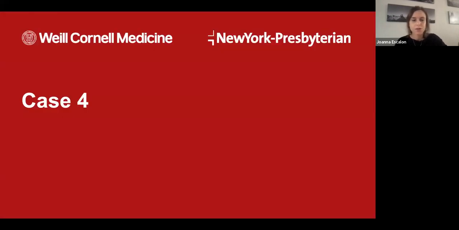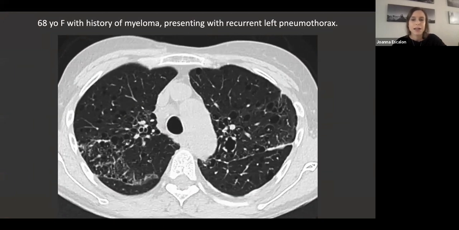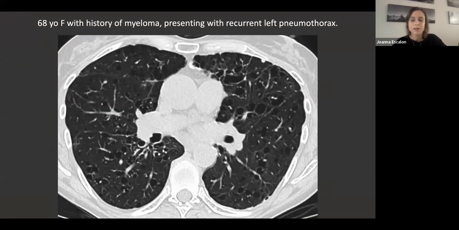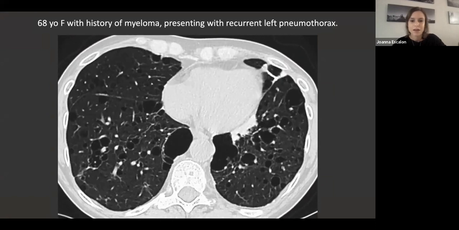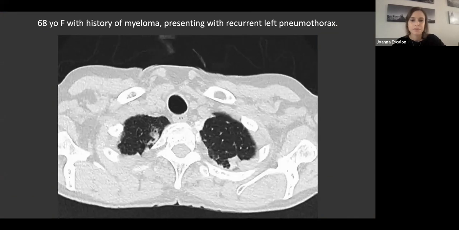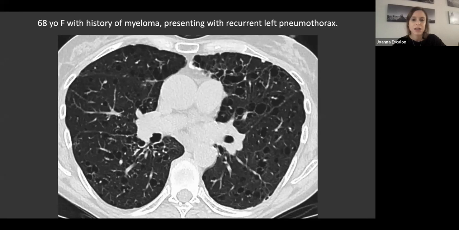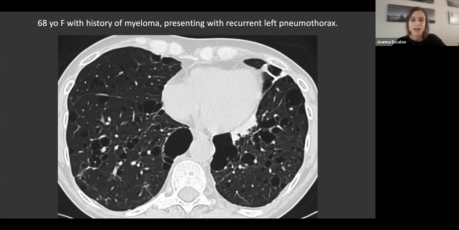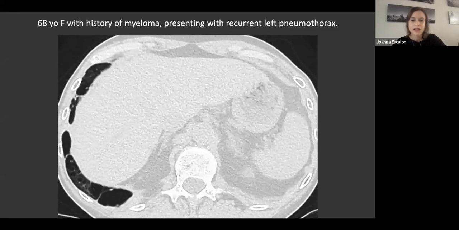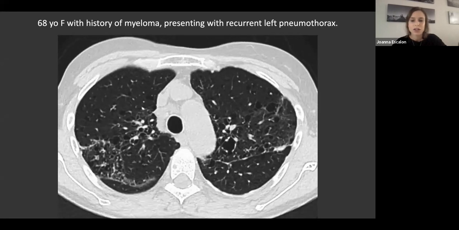Moving on to case 4. This patient had a history of myeloma, and they presented with recurrent left pneumothorax. I'll let it scroll through a couple times. This is a tough case. We see a lot of cysts throughout both lungs, varying sizes. But then there are all these nodular areas of consolidation.